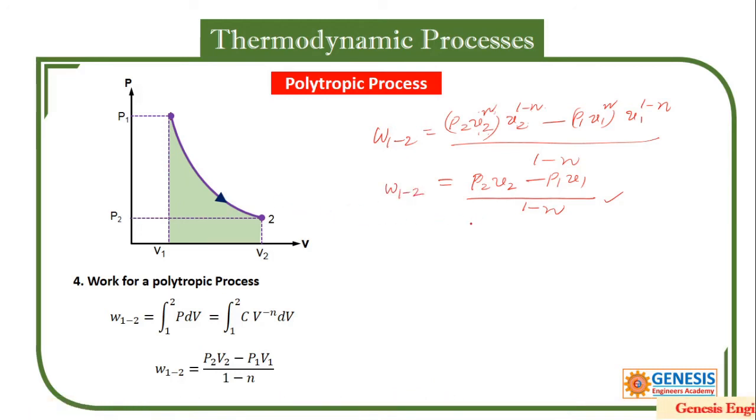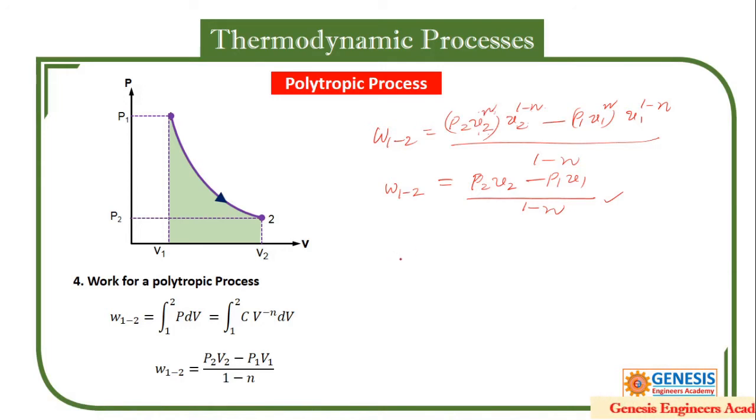You got my point? So you have to remember this one. In competitive exams, for SSC JE you will have a descriptive paper. You need to derive this equation also sometimes. They may ask you to derive the work done under a polytropic process. Okay, so next I will move on to the TS diagram.